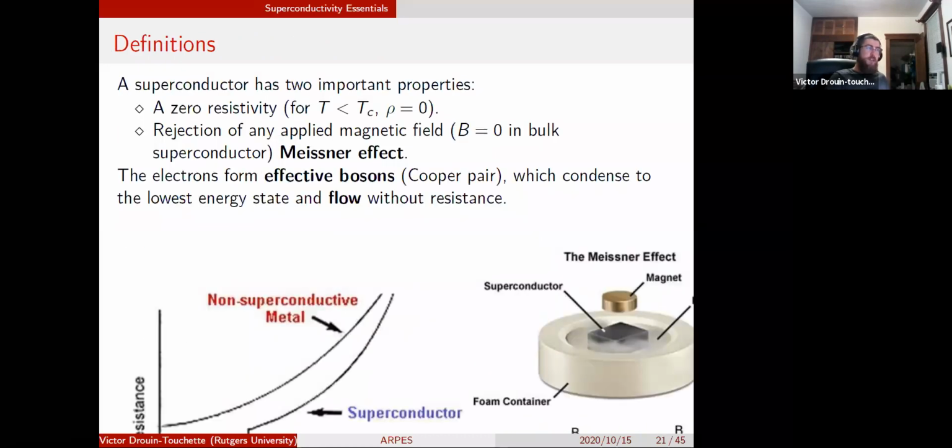Okay, superconductivity. Let's do a very quick recap of superconductivity. Wow, this figure did not come out as I expected it to be. I should have scaled it a bit smaller. Okay, so what are the two main properties of a superconductor?